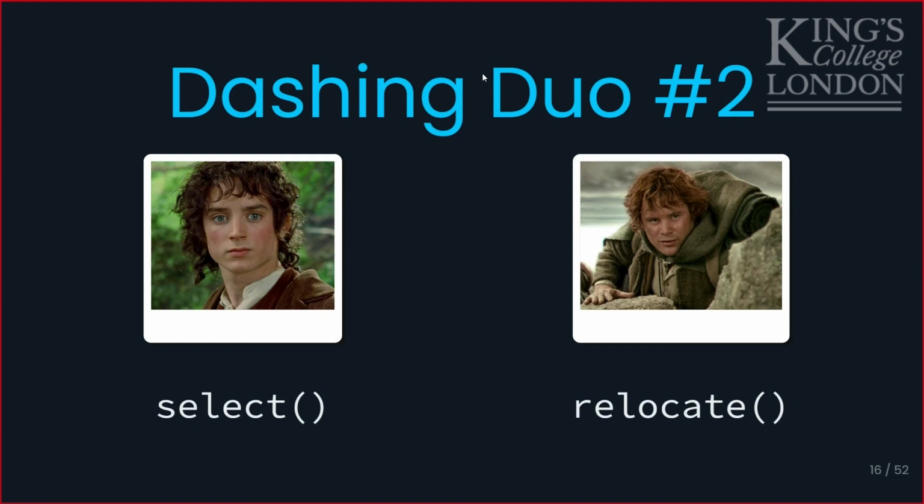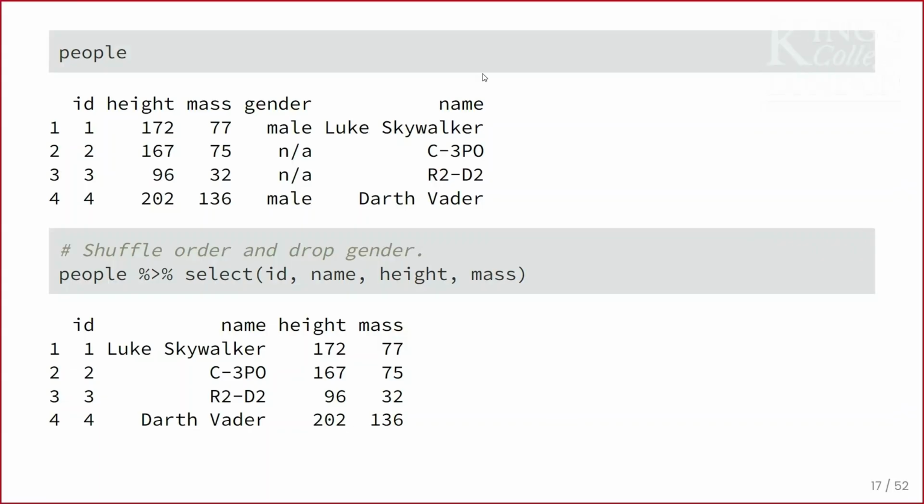I'm perfectly confident that most of you will have encountered select, right? It allows you to take a data frame and pull out an arbitrary subset of the columns in that data frame in whatever order you want. Here's my original data frame, and I've shuffled things around, just specifying the order of the names of the columns in which I want them, leaving one of them out, dropping the gender column.